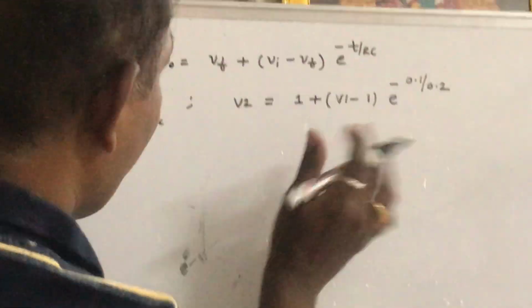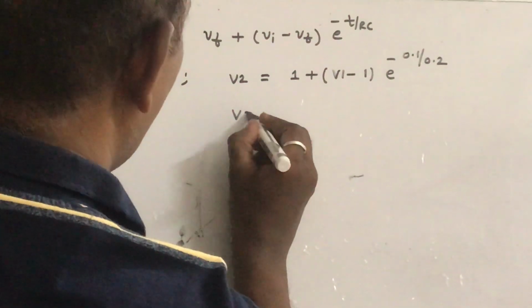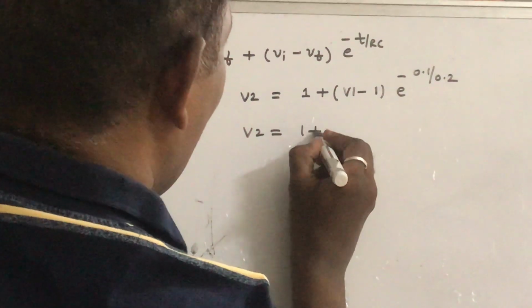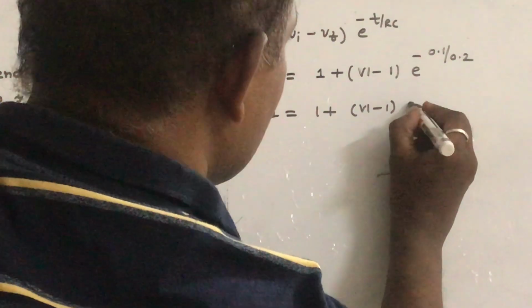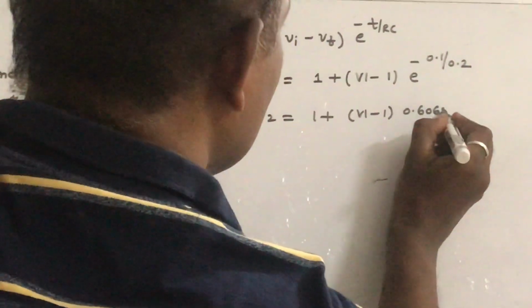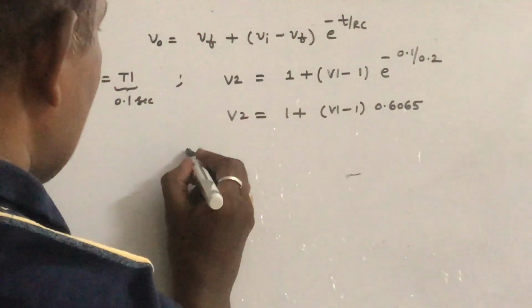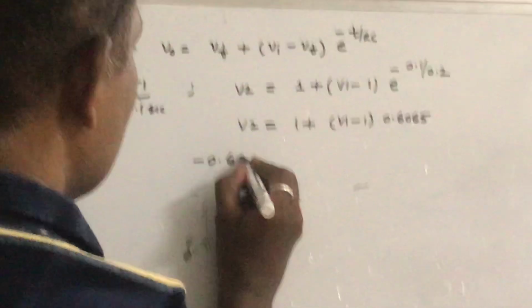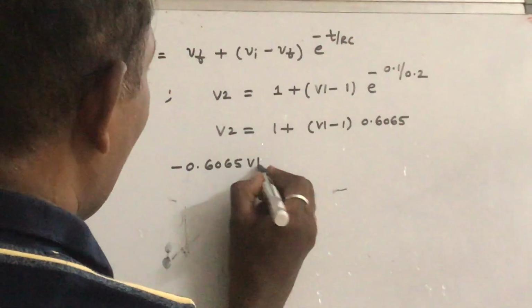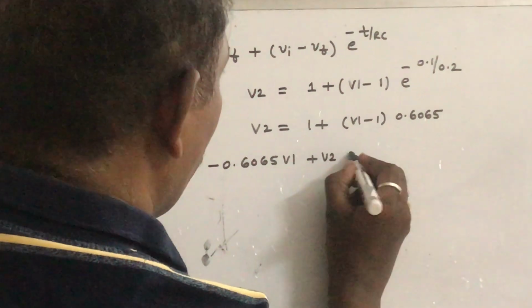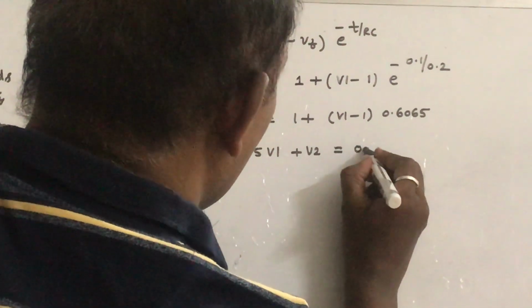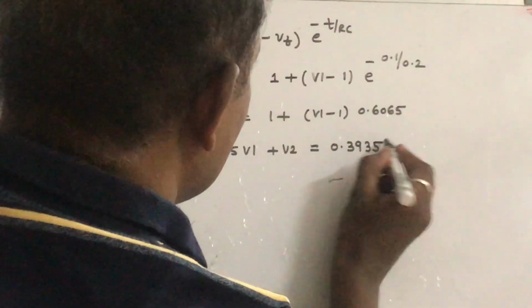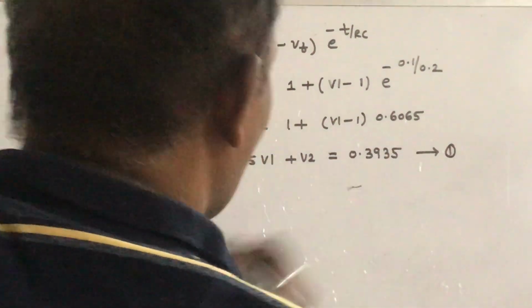Therefore, from this equation, V2 is equal to 1 plus (V1 minus 1) into 0.6065. If you rearrange this equation, 0.6065 V1 plus V2 is equal to 0.3935. Let us call this equation 1.